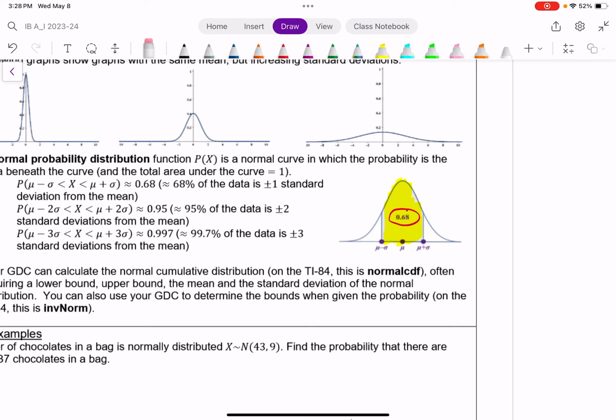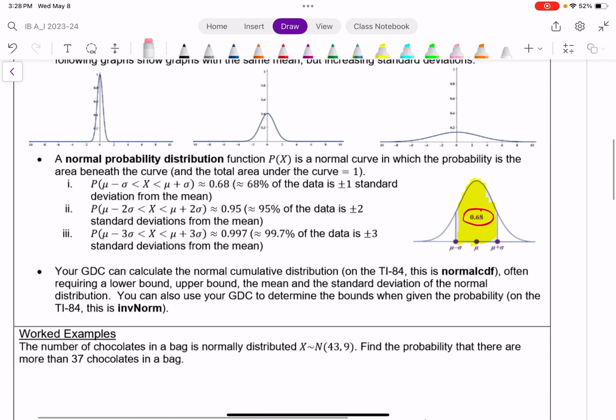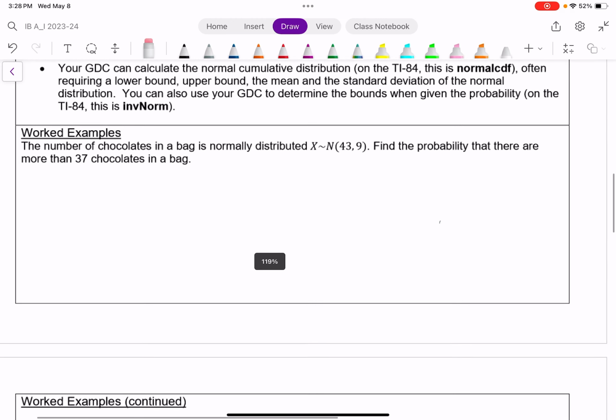So with that said, we can also do a number of things with our GDC, but let me get to this first question. The number of chocolates in a bag is normally distributed such that, what this means here is that the first value is always the mean. So I'll write this down here, where the mean is 43. So on average, there's 43 chocolates in a bag. And the second number is always the standard deviation.